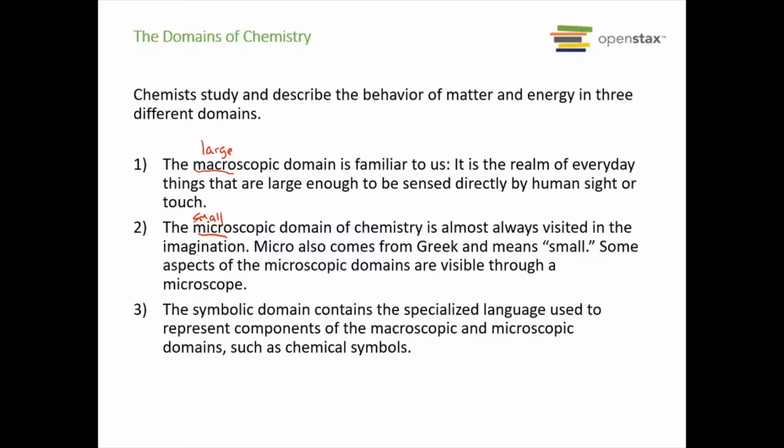And then we have the symbolic domain. So symbolic meaning symbols. So this is using language or letters, variables, symbols to represent the microscopic and macroscopic domains. So chemical symbols, elements on the periodic table, they're elemental symbols. This is part of the symbolic domain.